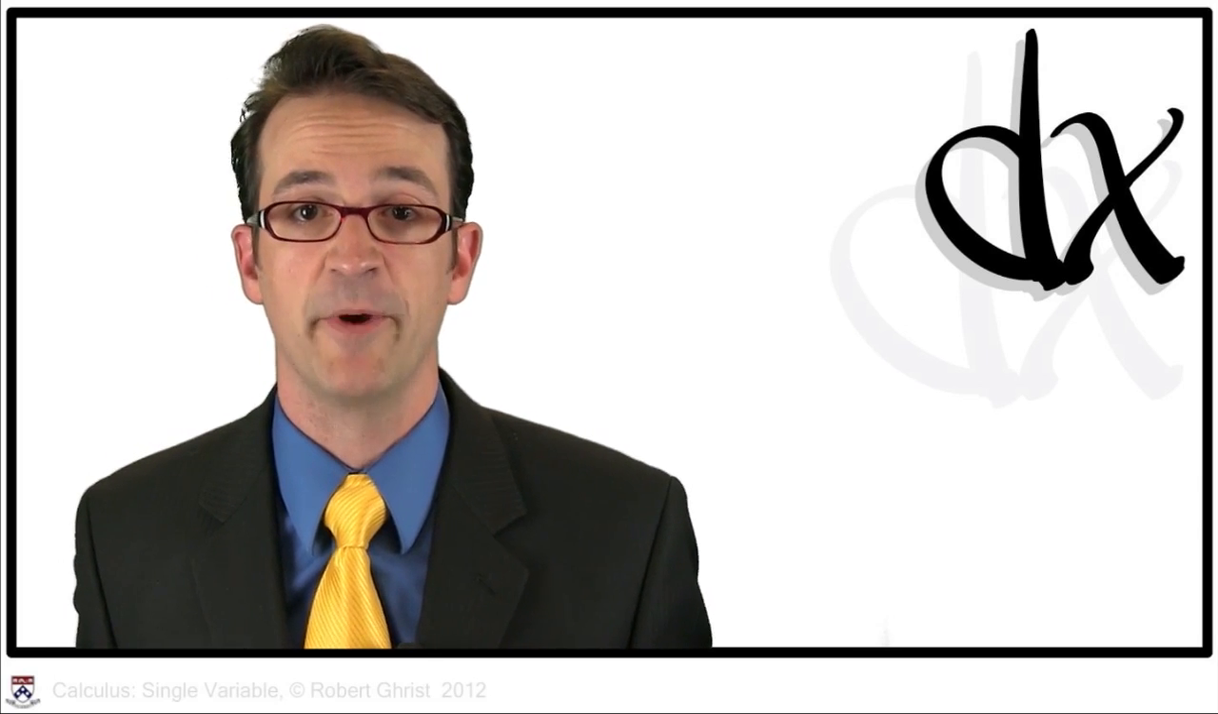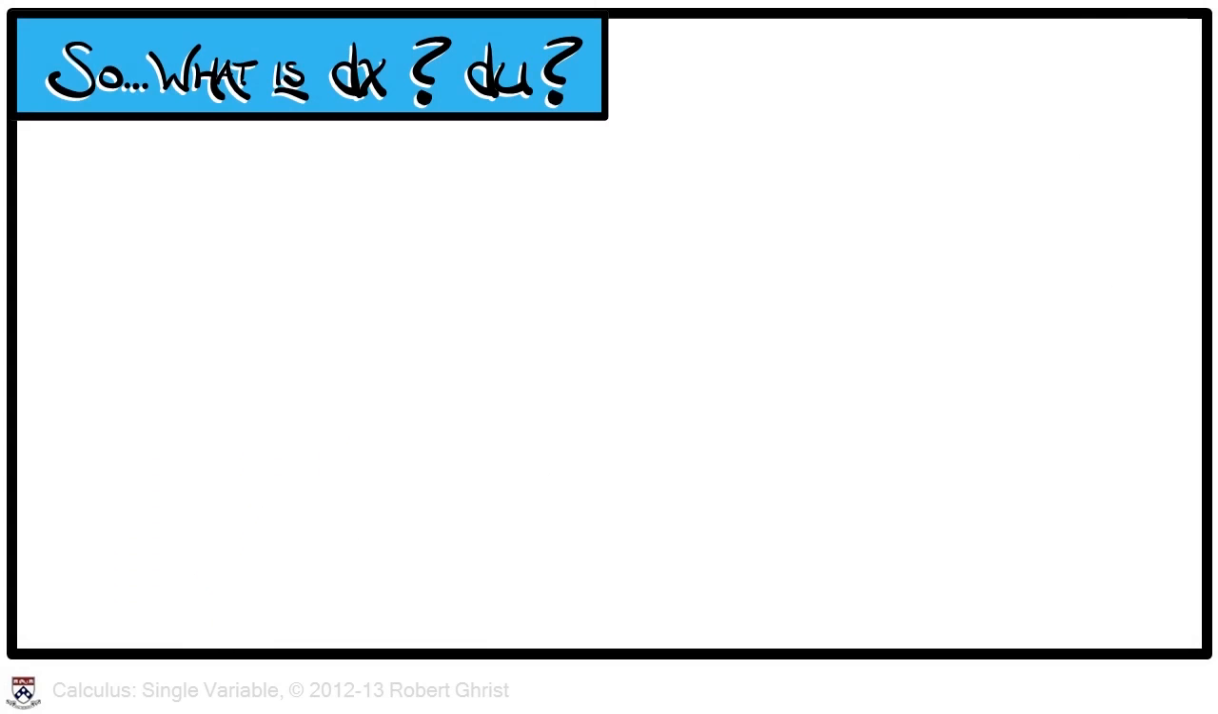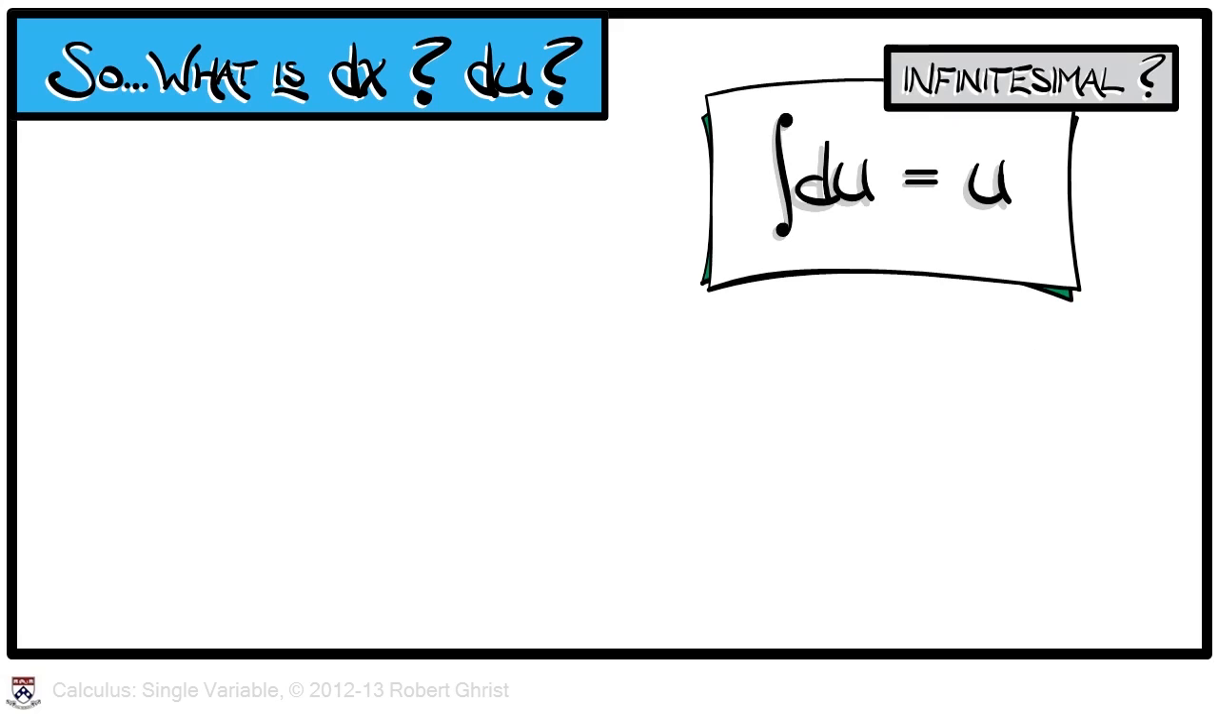physics, and economics. So, what exactly do we mean when we write dx or du? They're used all the time in calculus class. One perspective is that they're infinitesimals, really small bits of x or u, so that when you integrate du, what you get is u. That's a reasonable intuition, but is that really what they mean?